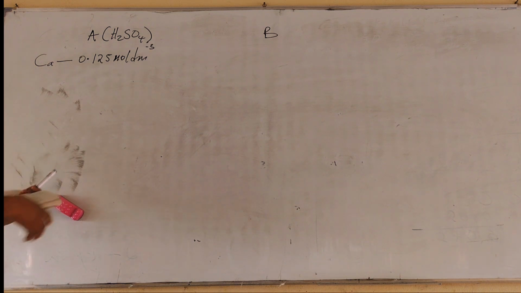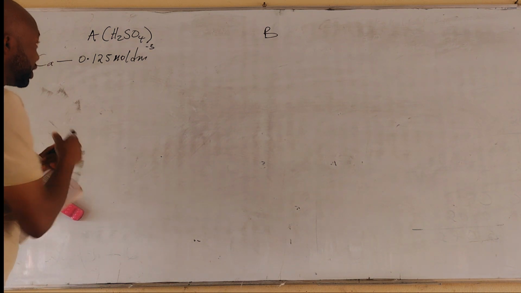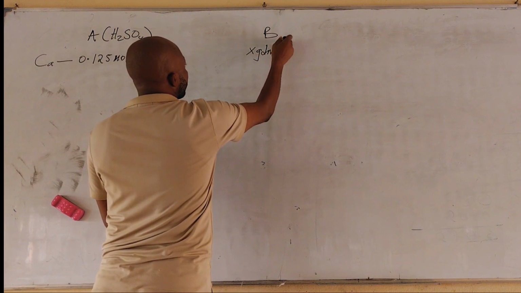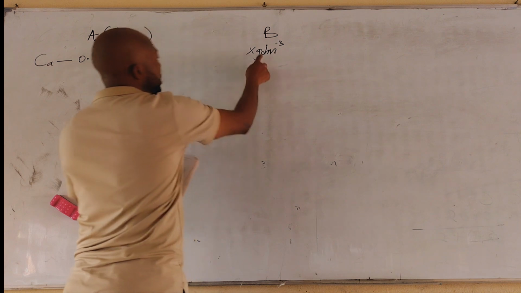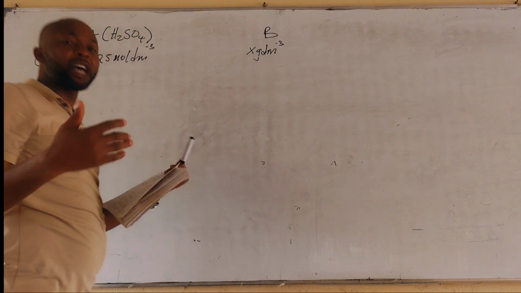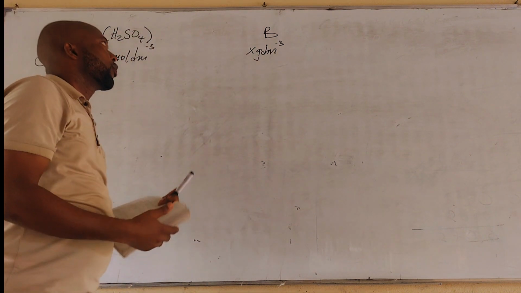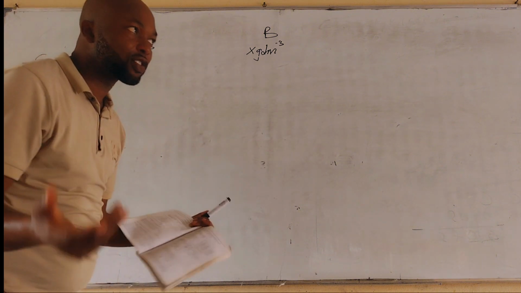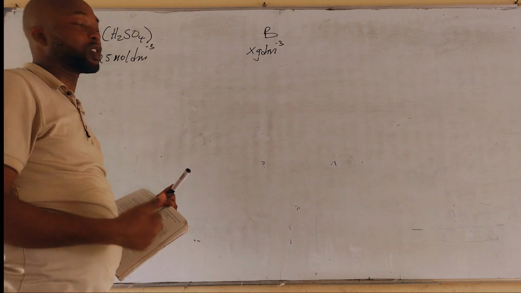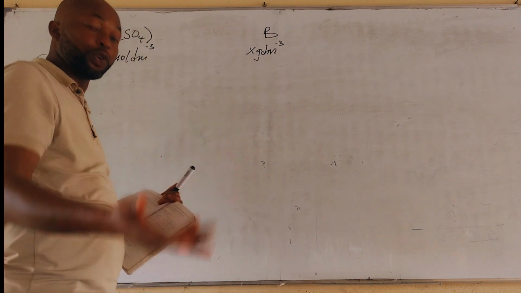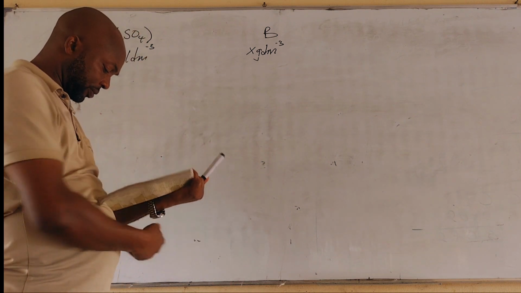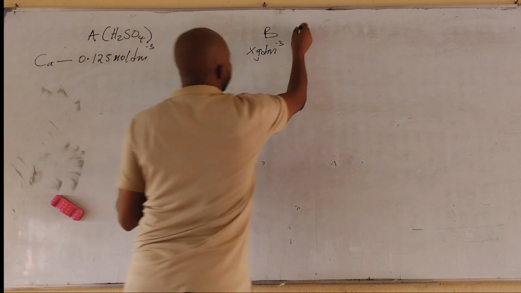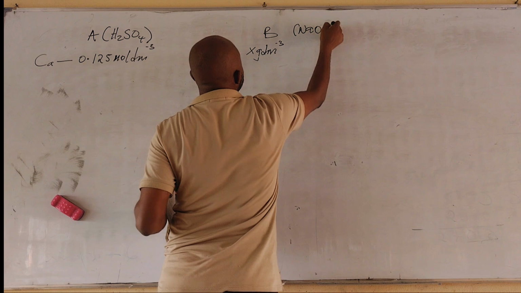B is a solution containing X g/dm³. We know the unit here, g/dm³, is for mass concentration. So they are asking, what is the mass concentration? That X g/dm³ means unknown mass concentration, which they may likely ask us to find so that it will be known. Let's proceed. g/dm³ of sodium hydroxide. So here is sodium hydroxide.